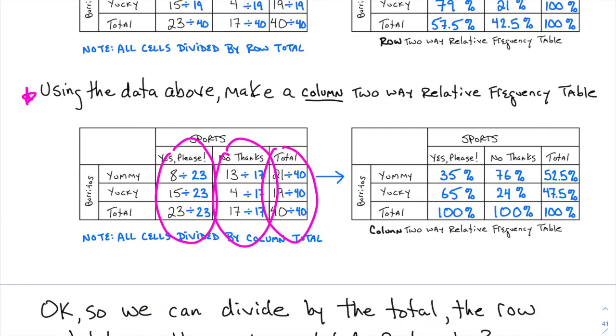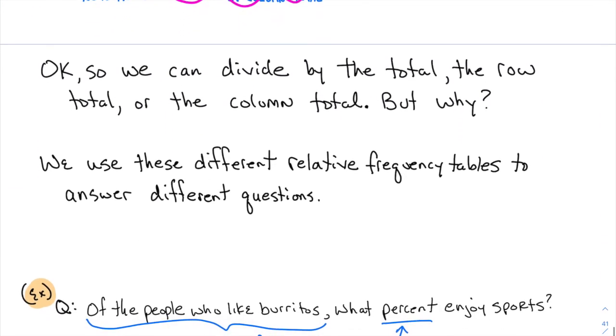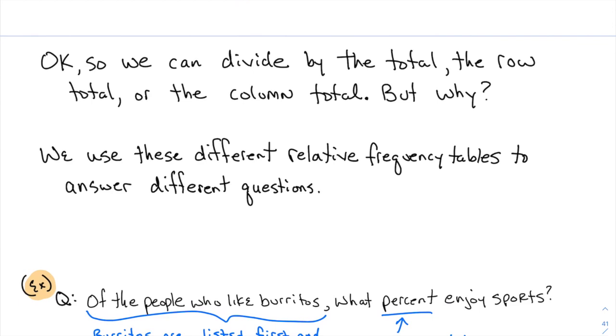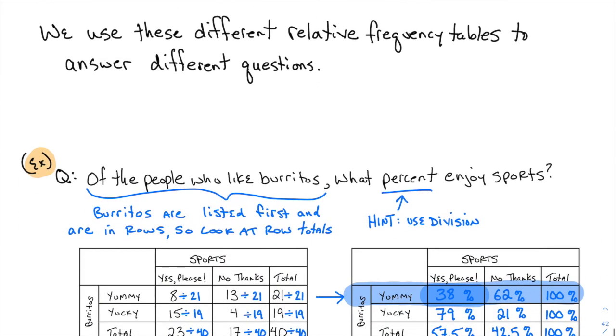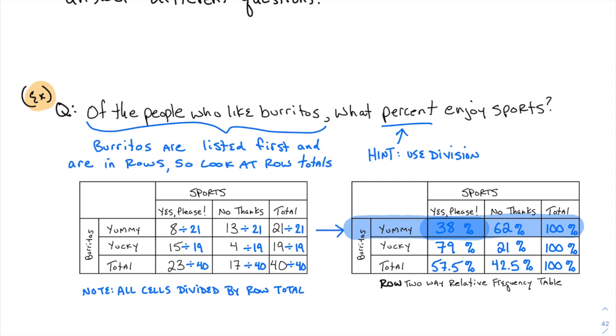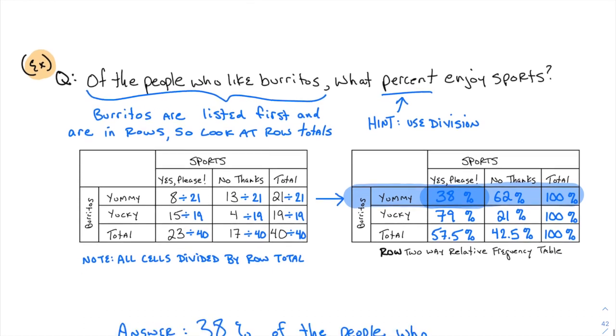So that is the basics of how to calculate this. Now, this gets tough when the questions start coming your way. So let's look at a few different examples and see if we could answer questions and be all done. First question, and these are all done for you, so I'm just kind of showing them off. First question, of the people who like burritos, what percent enjoy sports?